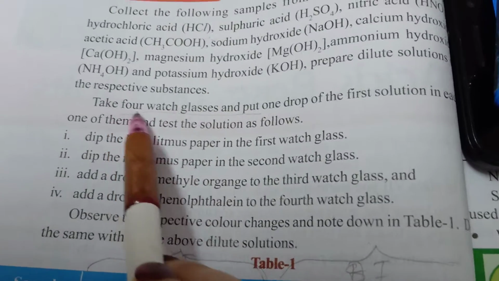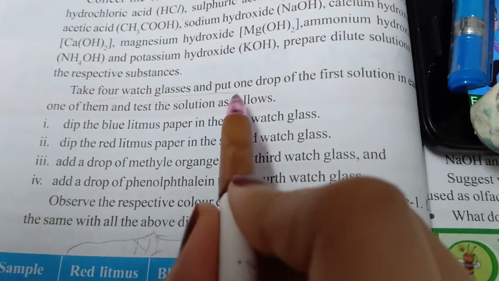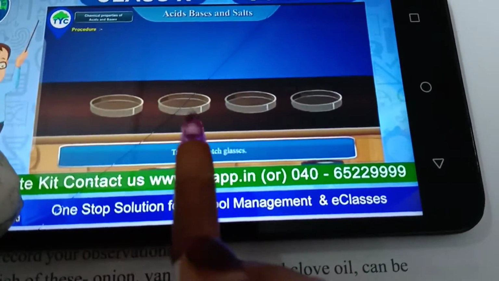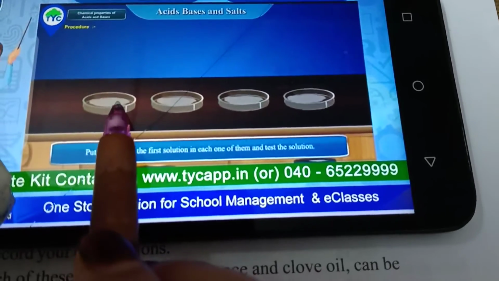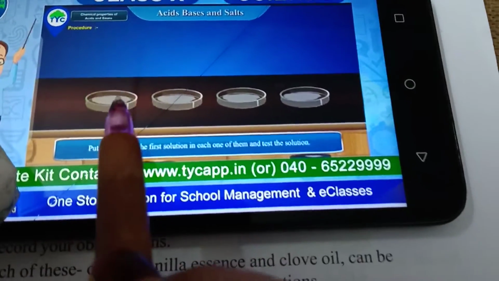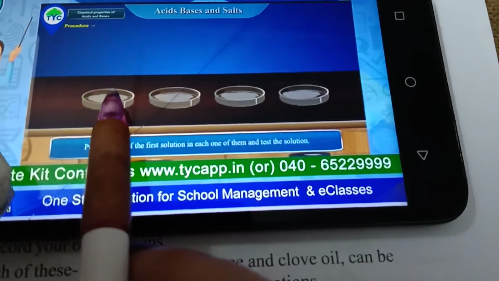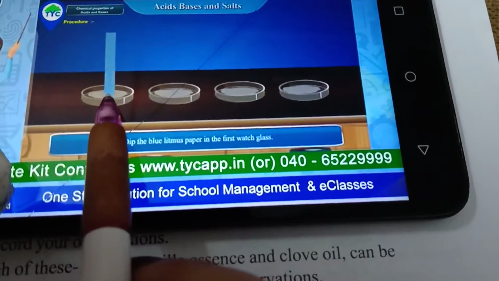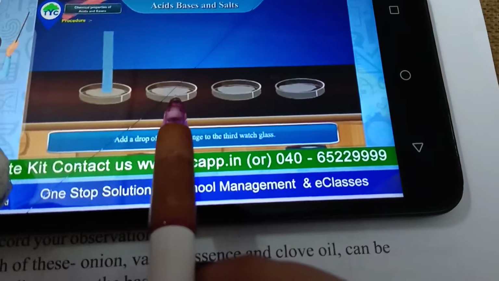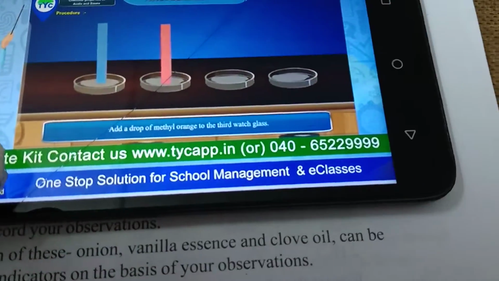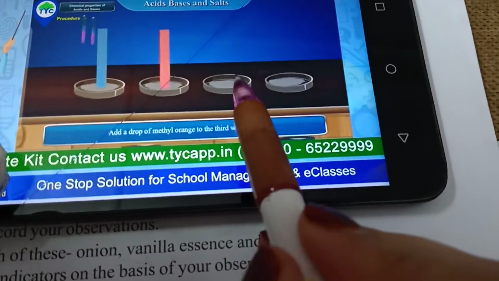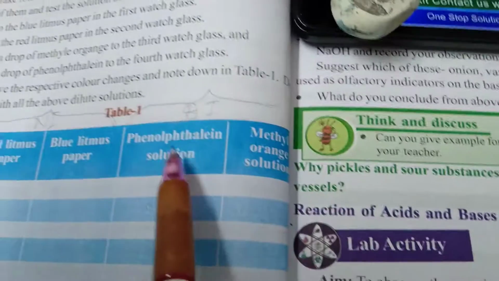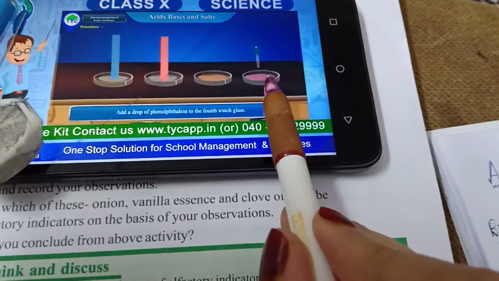Then you need to take 4 watch glasses and put some drops of the solution. Firstly we take hydrochloric acid solution. See here, we have taken 4 watch glasses and we are adding 1-2 drops of hydrochloric acid solution. Firstly we dip blue litmus paper in this solution, and in the second glass red litmus paper. In the third watch glass we add some drops of phenolphthalein, and in the fourth watch glass we add some drops of methyl orange solution.